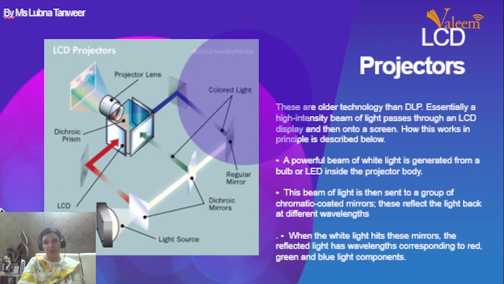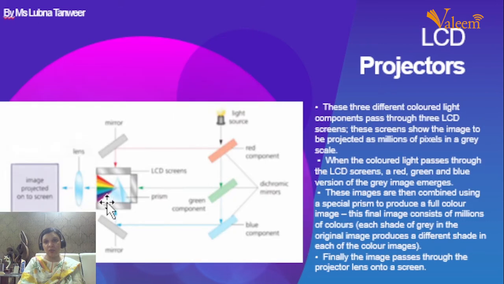Then these three images will fall on this prism that is present inside these LCDs. This prism is used to combine these three images, and they will be reflected on the lens in the form of a colored image. So this is the prism which is present.